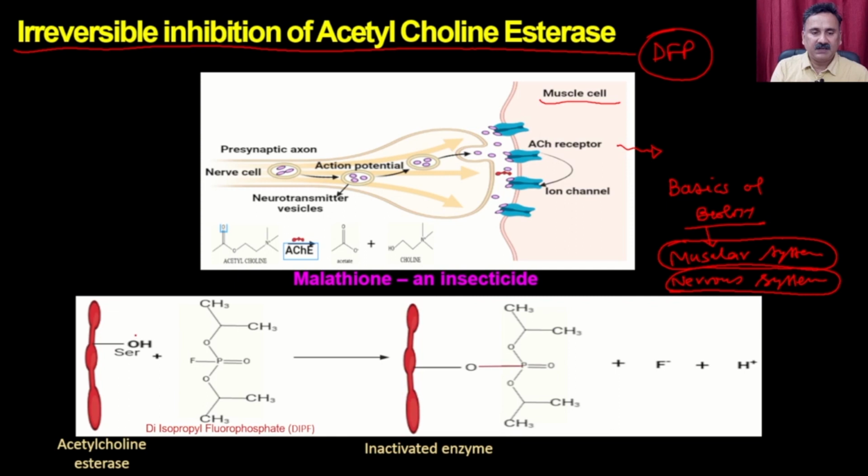The acetylcholinesterase will have the functional active serine, and when DFP is added, it is going to make a complex, and that's how it produces the inactive enzyme. This inactive enzyme is going to block the transmission of the signal from the nerve cells to the muscle cell, and that's how it stops the muscle contractions, and so the person is going to get paralyzed.